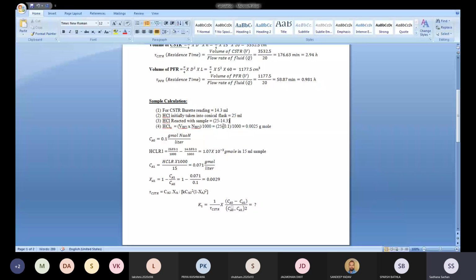What is the initial concentration in 20? Here we are taking 25 ml. Okay. What is our initial concentration of HCl here? The initial concentration we have calculated is V HCl times N HCl upon 1000, in gram mole. So Ca naught, our HCl naught, we can find out here. Ca naught is 0.1 gram mole NaOH per liter here.